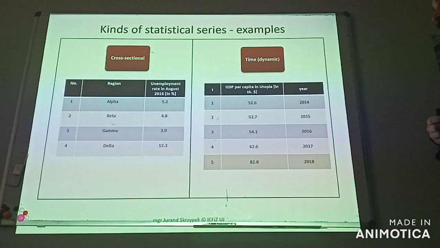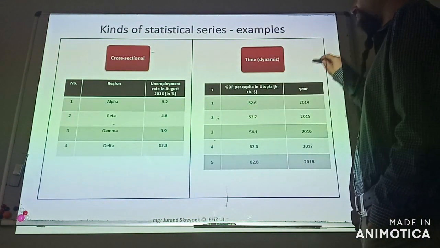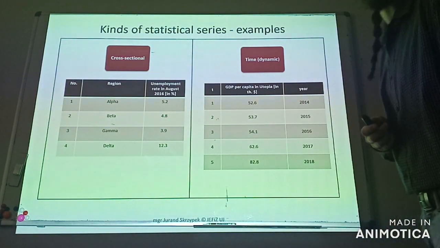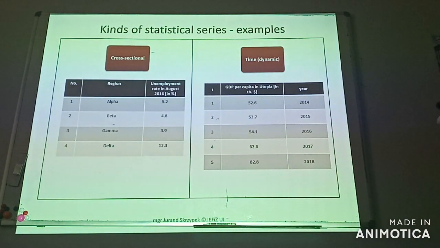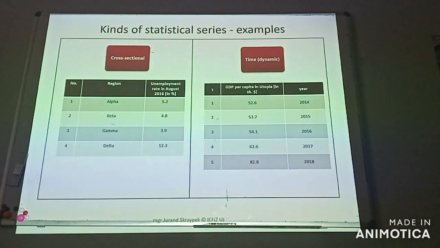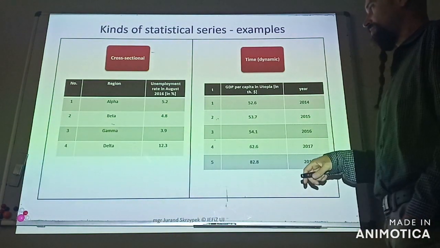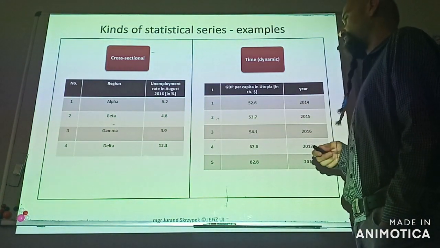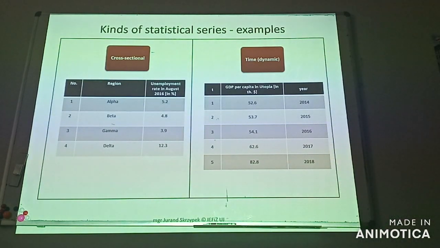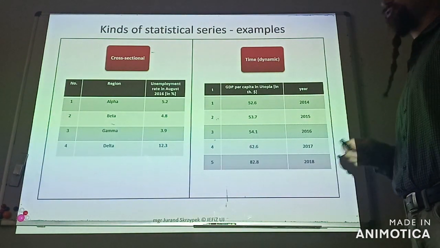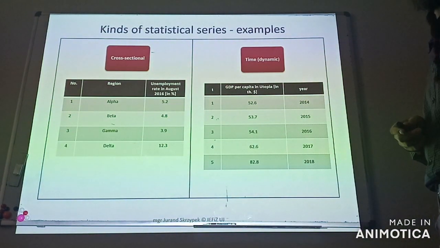Here we have time series. So we investigate the changes, the dynamics of our variable in time. So we know the realization of our attribute in specific moments in time. Here we have GDP per capita in fake country Utopia, in $1,000, and we can measure GDP per capita in each year. This is the time series.